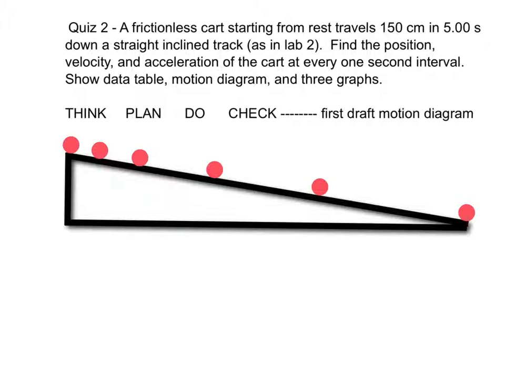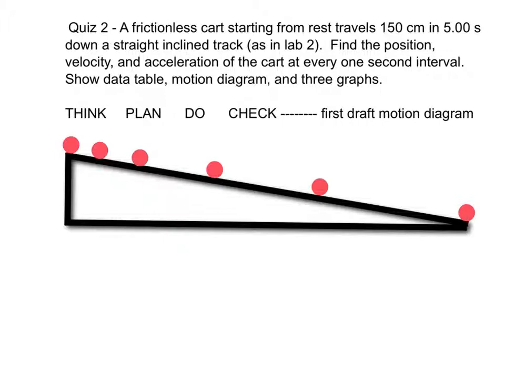Okay, you're back. So you've read the problem, you've thought about it, you've put together a plan, and you drew a first draft motion diagram. So let's review what you thought about and planned and drew with what I did. I thought there's an incline and it's flat, so there's going to be an acceleration, and the acceleration is going to be constant. And that means that the velocity is going to be increasing as the ball goes down the track.